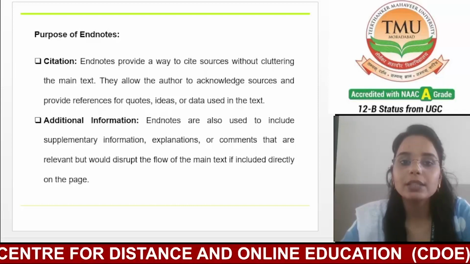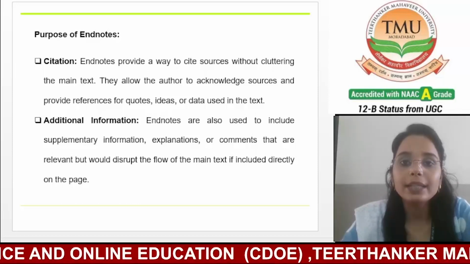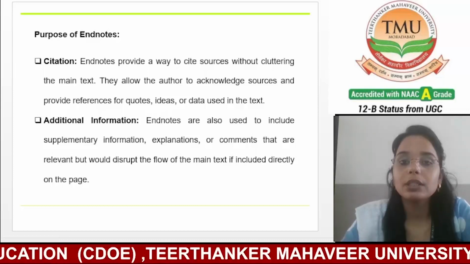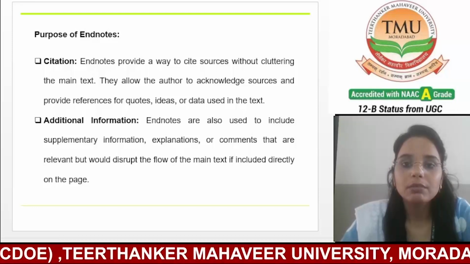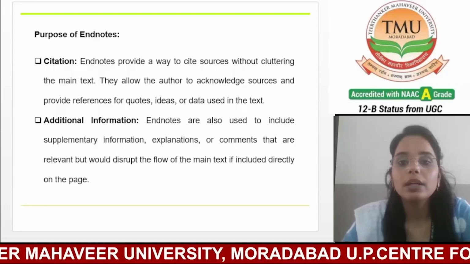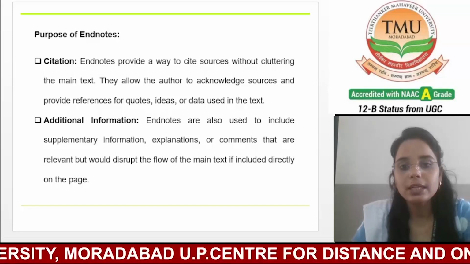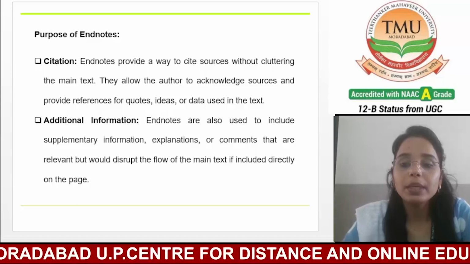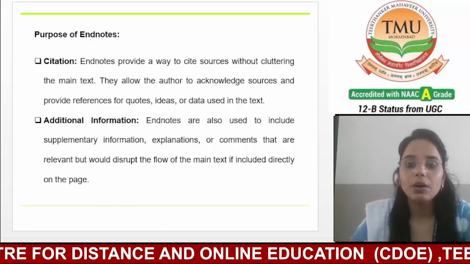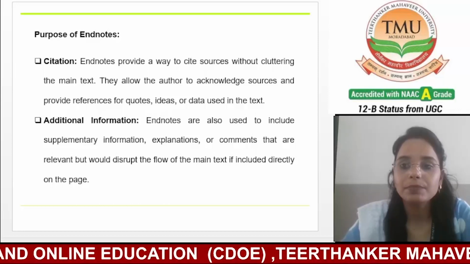The first one is citation. Basically, EndNotes provide a way to cite a source without cluttering the main text. They allow the author to acknowledge sources and provide the references for quotes, ideas, or data used in the text. In simple terms, EndNotes help you give credit to the sources you used, like books, articles, or websites, without crowding the main part of your writing.